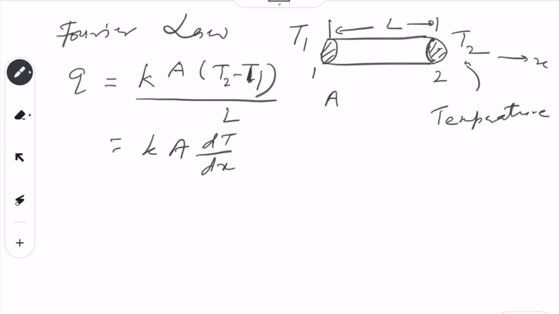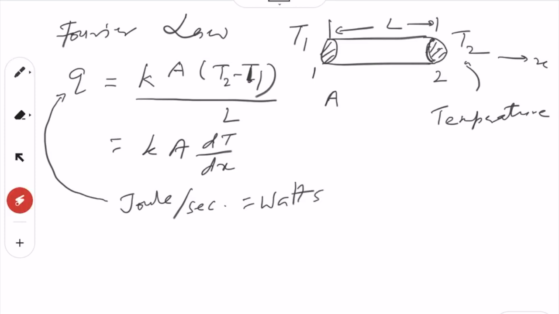If you look at the units, this Q has units of watts, which is joule per second. So this tells you how much energy is passing through this element. That's what Q is.